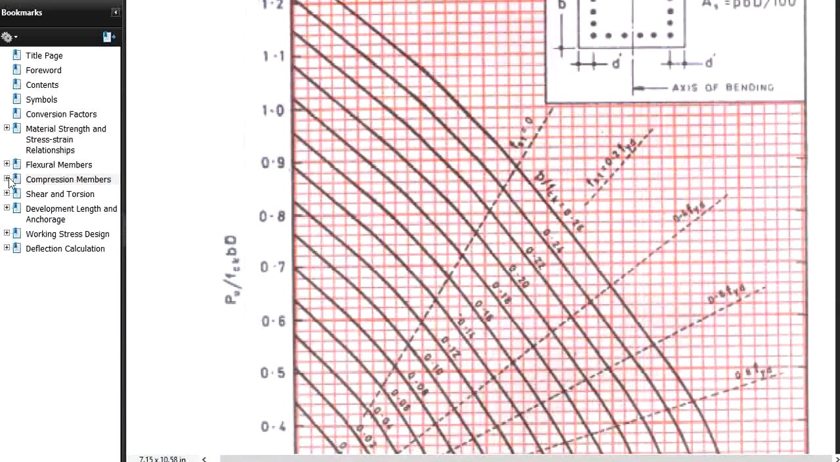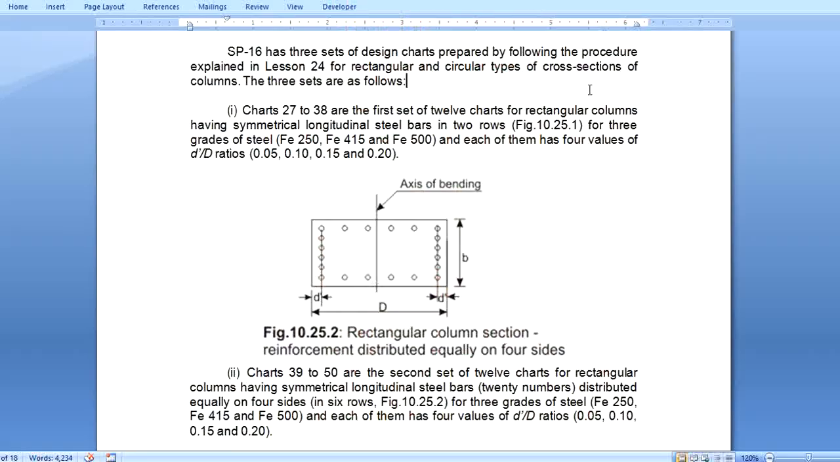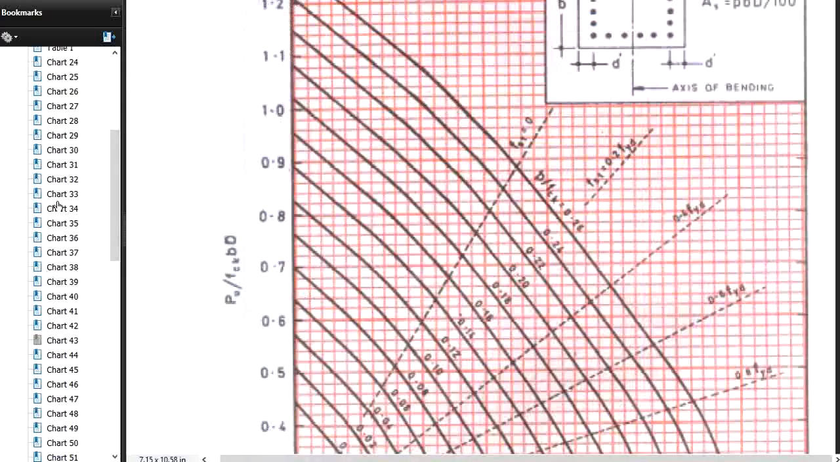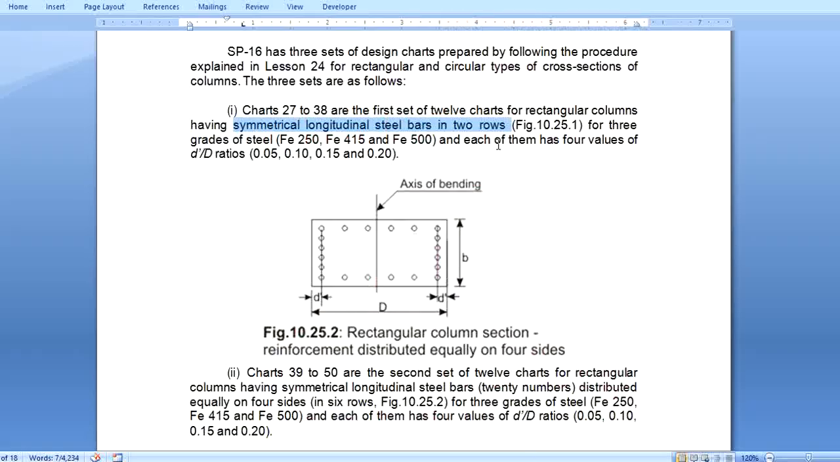So you can see over here, compression member, chart numbers 27 to 38 are the first set of 12 charts for a rectangular column having symmetric longitudinal steel bars in two rows. That's what I said. Symmetric, I'll just open any of them. You can see symmetric two rows of reinforcement for three grades of steel, that is 250, 415 and 500.